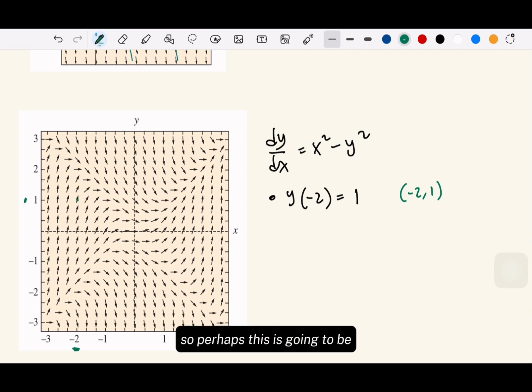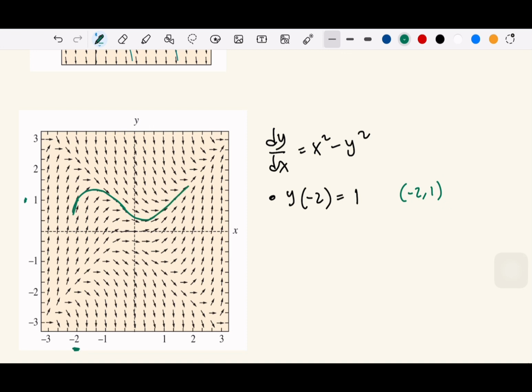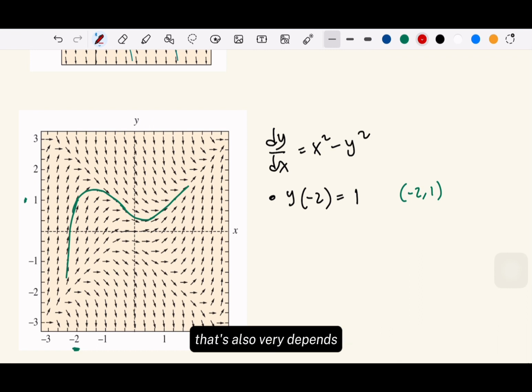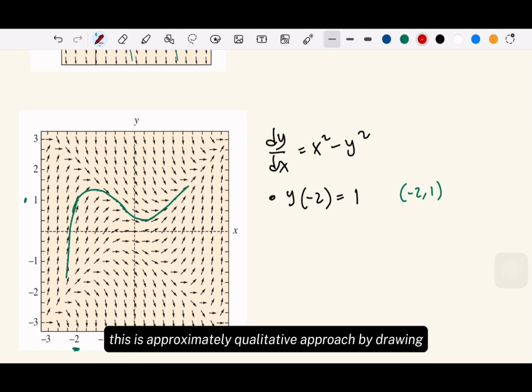So perhaps this is going to be like that, okay? Perhaps that is our solution. We can propose that it seems to be fitting with the slope fields, although that depends very much on how the graph is, if we could make it more clean, how many partitions we want, how many pixels for our graphs. And this is practically our qualitative approach, it's not quantitative, so it's not really an exact solution. This is an approximately qualitative approach by drawing.